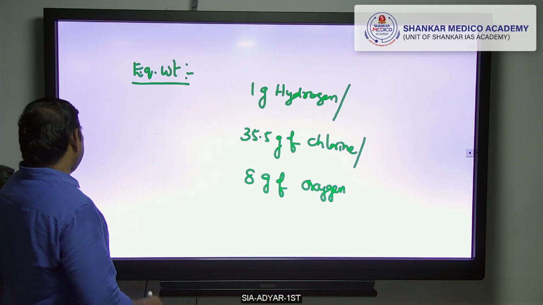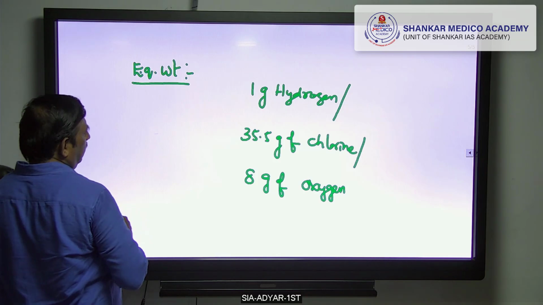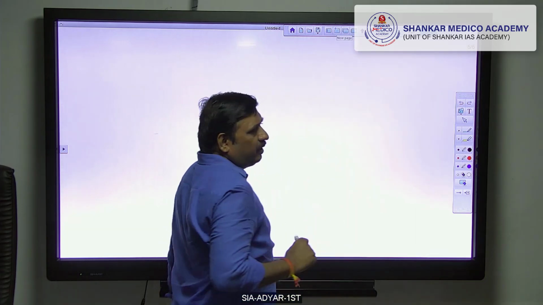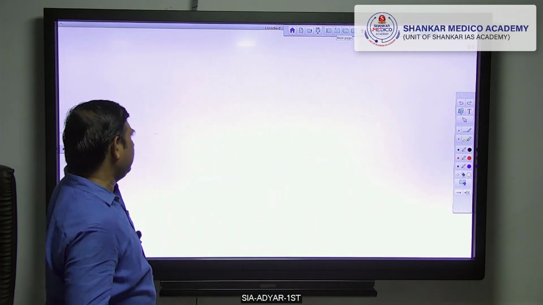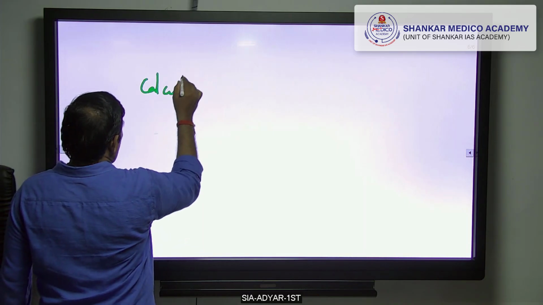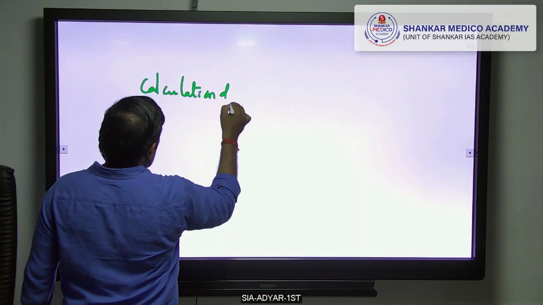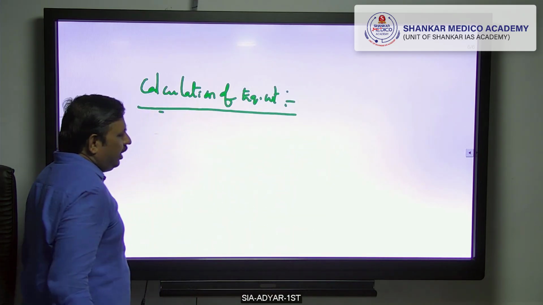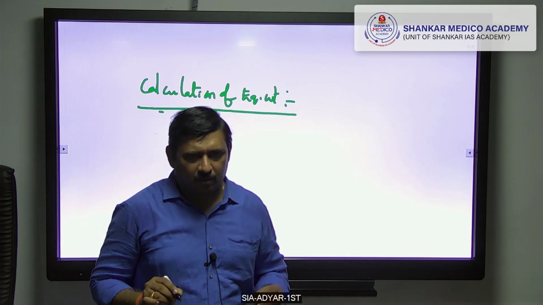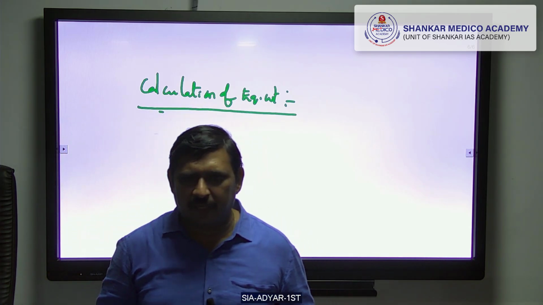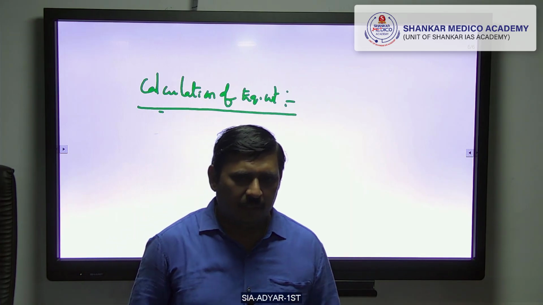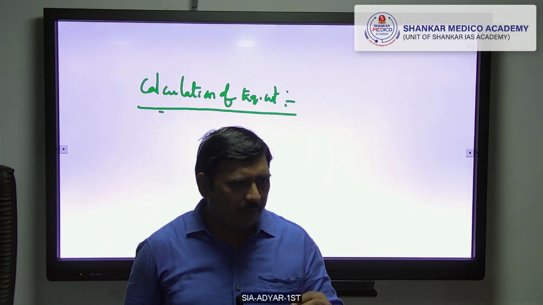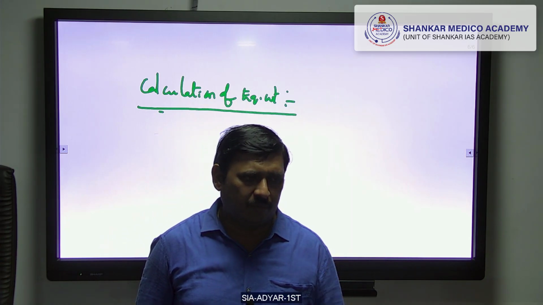For calculation of equivalent weight, different concepts are there. So right now we are going to the calculation of equivalent weights. Here different kinds of concepts are there for calculation of equivalent weights for different kinds of chemical species. For example, how to calculate the equivalent weight of an element in any given compound.